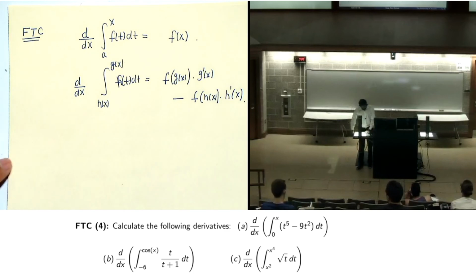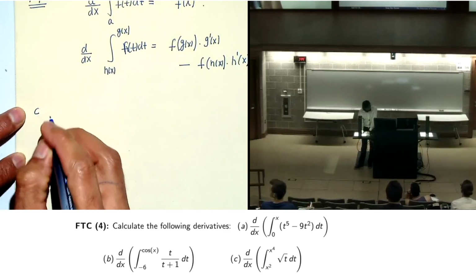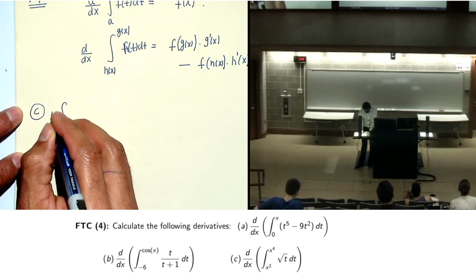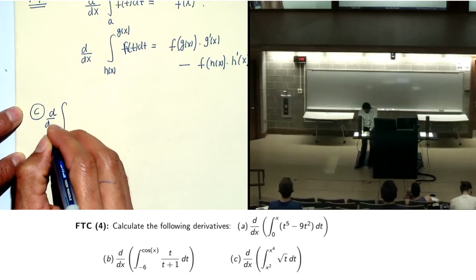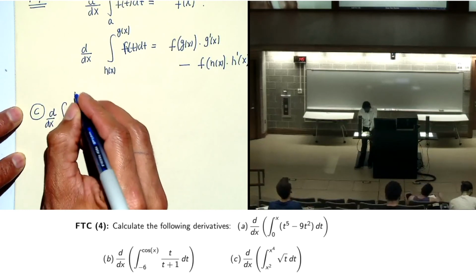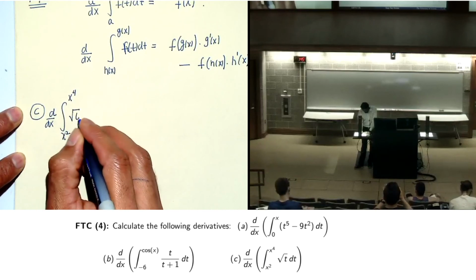So where is my pen? Let's compute this c. C looks like the most challenging one. I compute the derivative of the function d over dx of the integral from x squared to x to the 4 of square root of t dt.